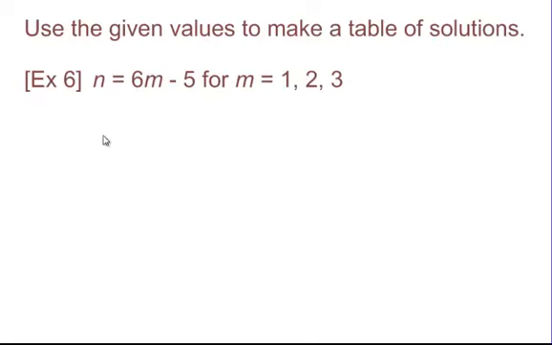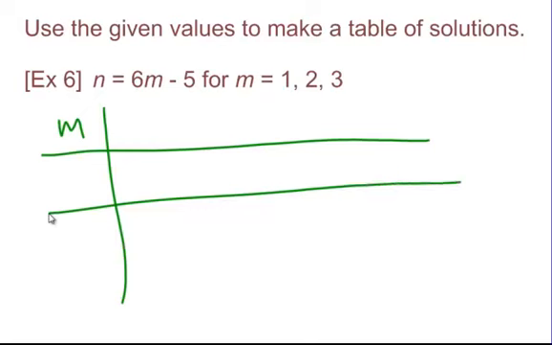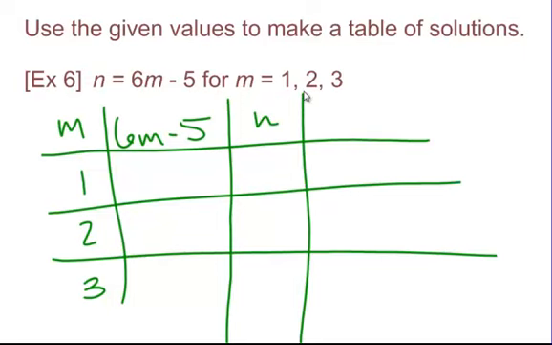Okay, welcome back. So here, instead of x and y, we have n and m, and that's okay. But now, since my m's are 1, 2, and 3, I'm going to make my m over here instead of my x, and that's going to be 1, 2, and 3. And here is going to be 6m minus 5. And in return, I'm going to get an n. And then here is going to be my m comma n. It's going to be an ordered pair. And take a look.